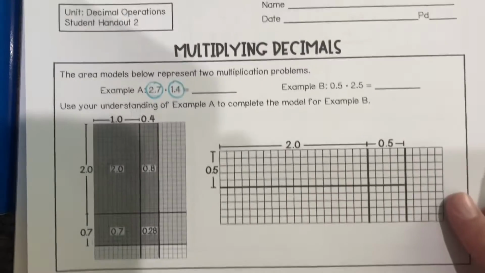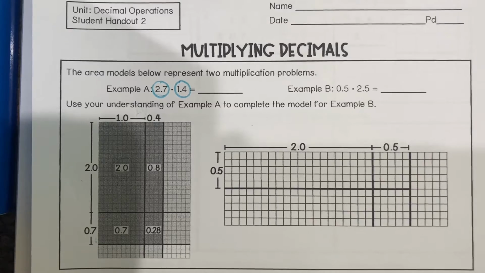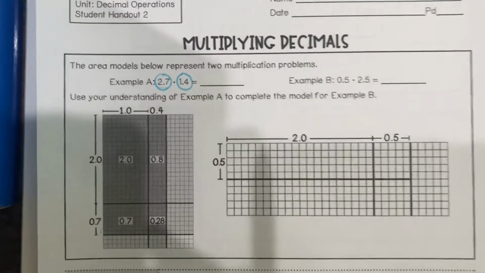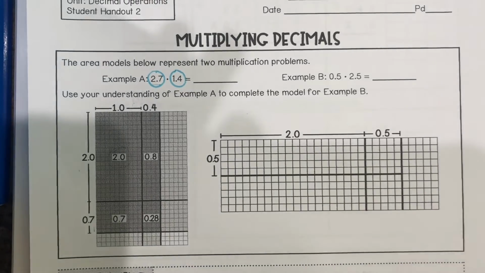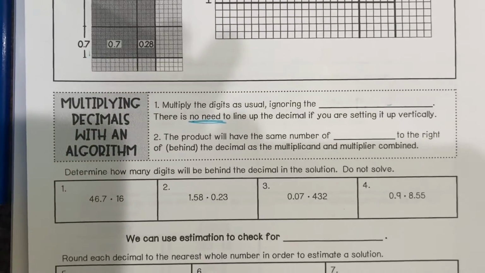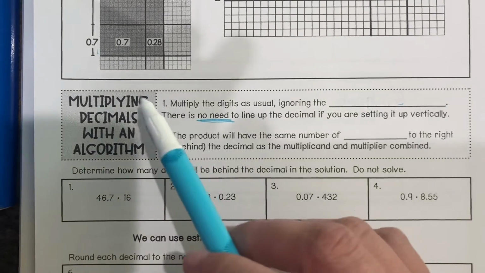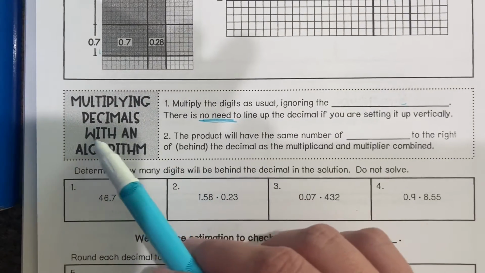Okay guys, today we're doing the notes for multiplying decimals. They do have some examples that talk about area at the top, but I don't want to focus on those. We're going to skip and just start here, and when I get back, if I have time, I'll show you what they're talking about. So, multiplying decimals with an algorithm.